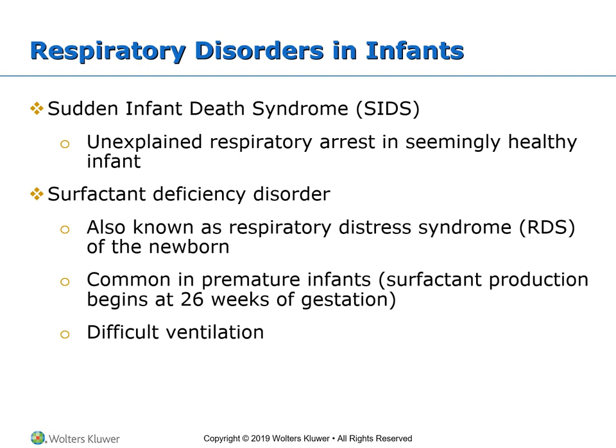I will add here the surfactant deficiency disorder that is typical for premature babies, especially if they are born before 26 weeks of pregnancy. Their lungs are not mature enough, and they don't have the ability to produce surfactant. By lacking surfactant, they will develop what is called respiratory distress syndrome of the newborn, because their alveoli will tend to collapse and stick to each other and not ventilate the lungs. Usually this type of condition will necessitate artificial ventilation.